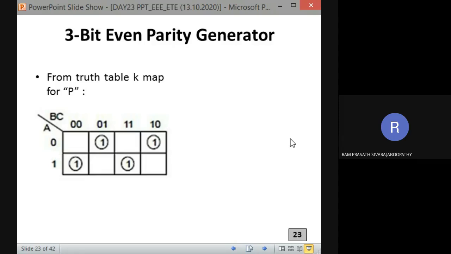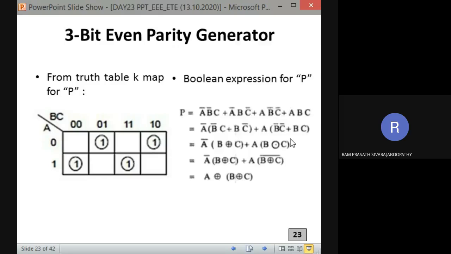Okay, so now the K-map is clear to everyone. Fine. So the expression is like this: A bar B bar C, A bar B C bar, A B bar C bar, ABC. Here, taking A bar common in the first and second terms, we get B bar C plus B C bar. Similarly, taking A common in the second, third and fourth, we get B bar C bar plus BC.